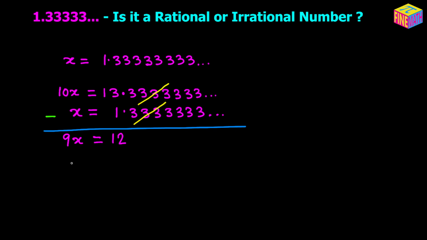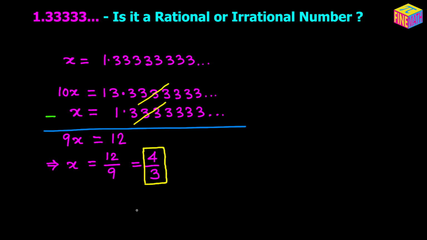So now we see that 9x is equal to 12, and from here we can say that x is equal to 12 divided by 9, and we can simplify that a little bit. We have 3 as a common factor, so that becomes 4 divided by 3. Now we see that we have been able to express our original number in the form of a ratio of two co-prime numbers, which are 4 and 3. So the ratio is 4 divided by 3.